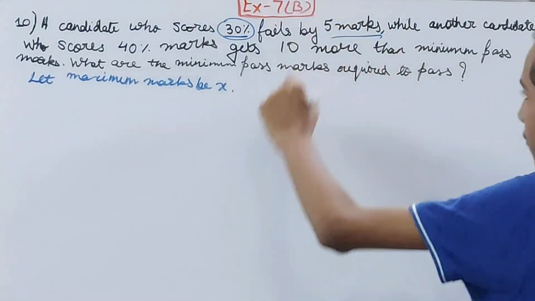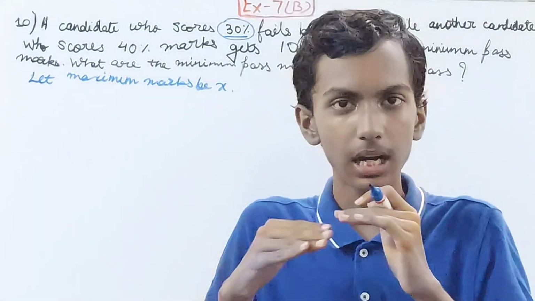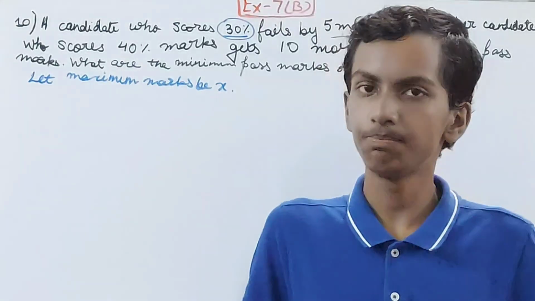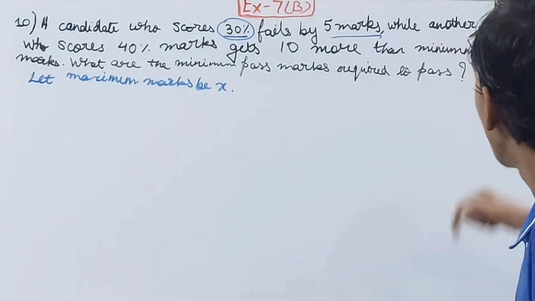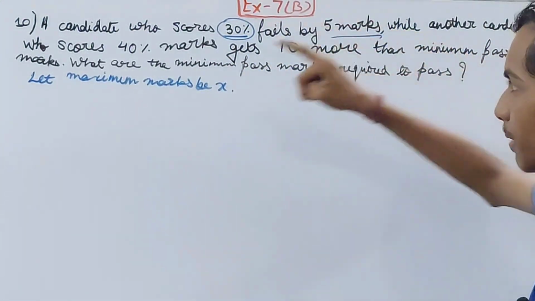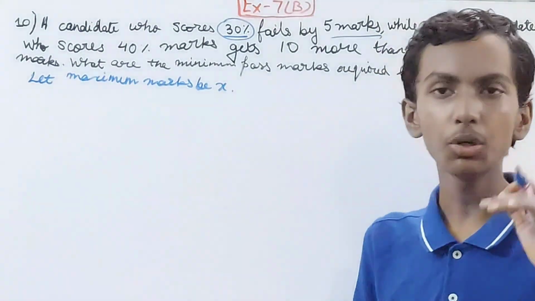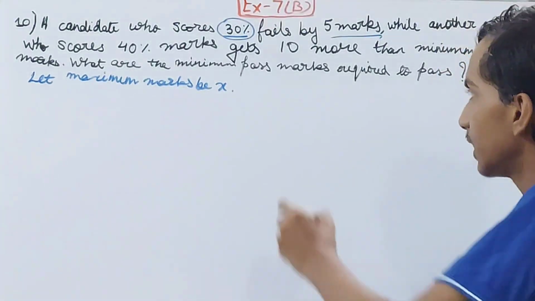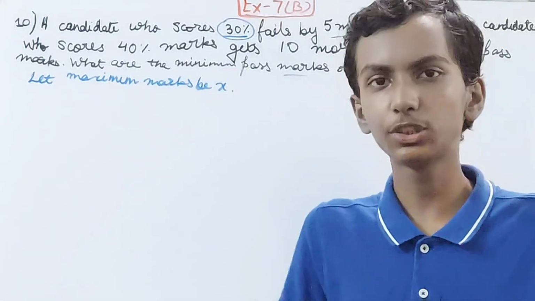but that means he fails by 5 marks, right? That means if he has scored 30 marks in a 100 marks exam, he is failing by 5 marks, that means he should score 35. And in the same way, a candidate who scores 40% marks gets 10 more than minimum pass marks. So if someone has scored 40% of X, he is actually getting 10 more than passing marks. Now it is asking us what are the minimum pass marks required to pass. So maximum marks we have assumed X.